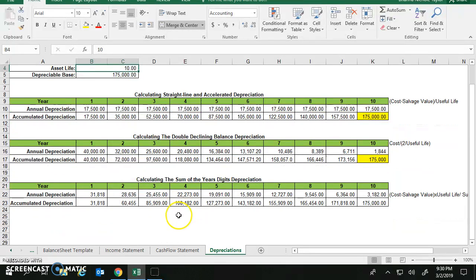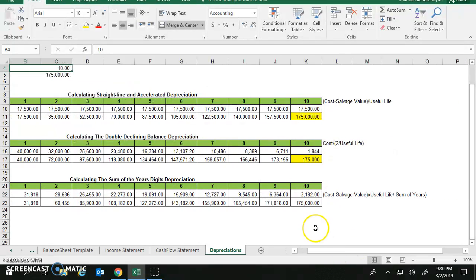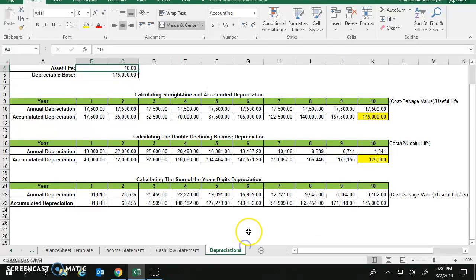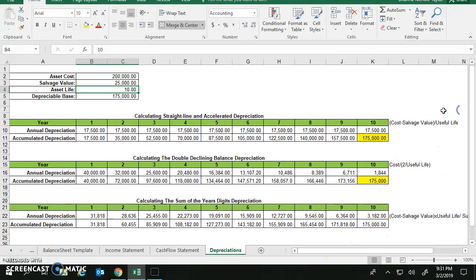And then for calculating the sum of years, we're going to do cost minus the salvage value times useful life divided by the sum of years. The sum of years will be like, if it's 5 years, you would do 1 plus 2 plus 3 plus 4 plus 5. But in this instance, it's 10 years, so it's 1 plus 2 plus 3, and so on and so forth. And that would equal 55 in this scenario. So we just worked out each depreciation accordingly.